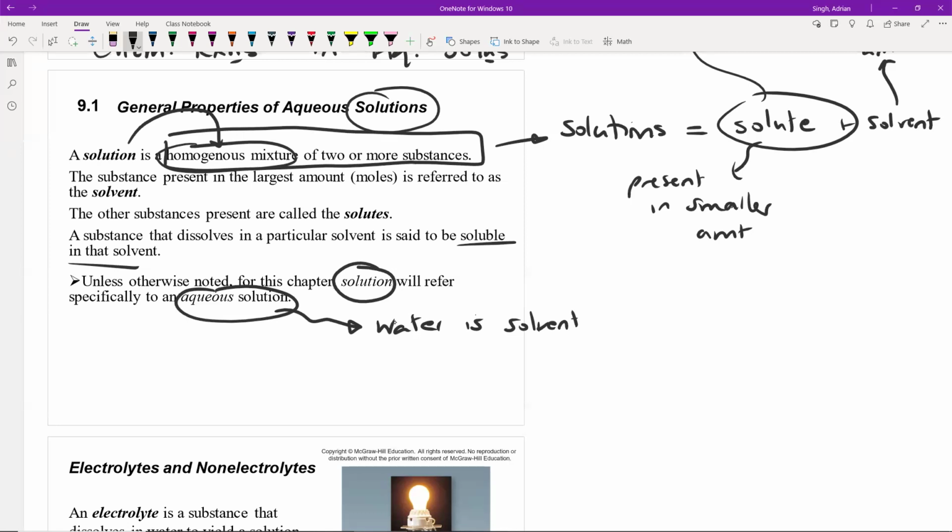So when we are dealing with a solution where water is the solvent, we refer to that as an aqueous solution. And if you remember, we use the abbreviation AQ as our state symbol to show that a particular thing was aqueous. It was dissolved in water.